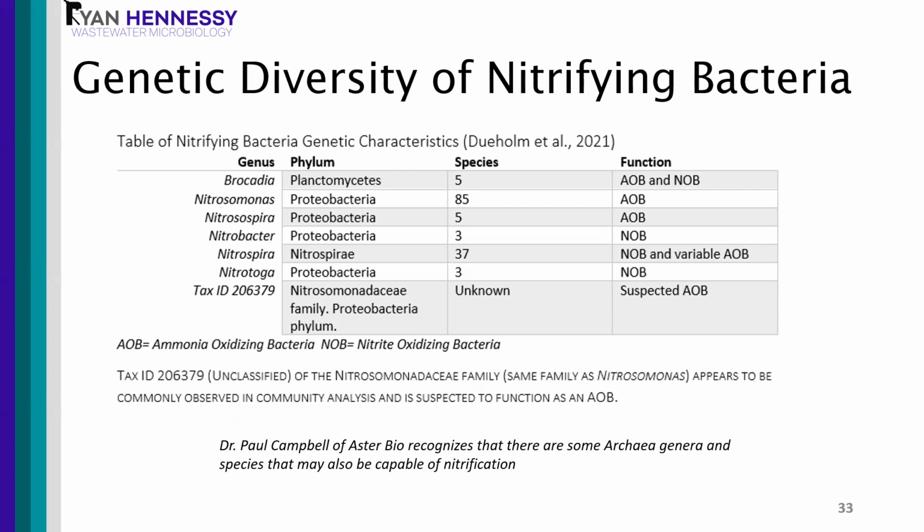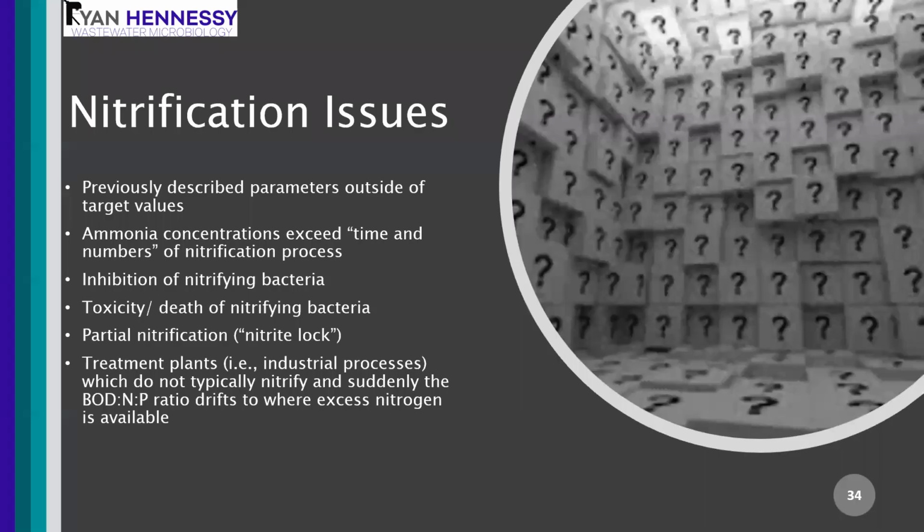We mentioned Nitrospira can be a variable AOB. And there's also a few unknown tax IDs and other genus that haven't even been named yet that we see are in the same family. More than likely, if we look at this graph 5 years from now, we're going to see a lot of officially recognized genus that are capable of nitrification.